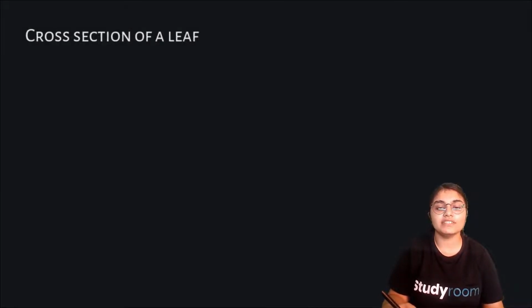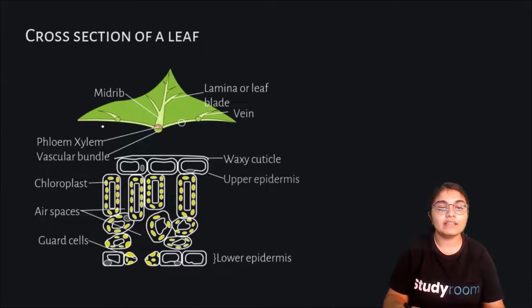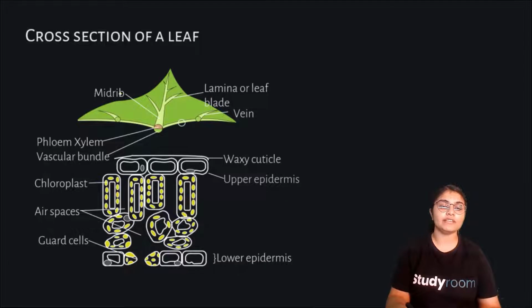Then we have a cross section of leaves that we will be going through, examining how a leaf cross section looks and how we can spot the chloroplasts in which the chlorophyll is present. We can see here a leaf diagram, and there is this transverse section. A leaf is cut in transverse section. Here the parts of the leaf are also shown. You can see this is the midrib, this is the lamina or leaf blade, and these are the veins.